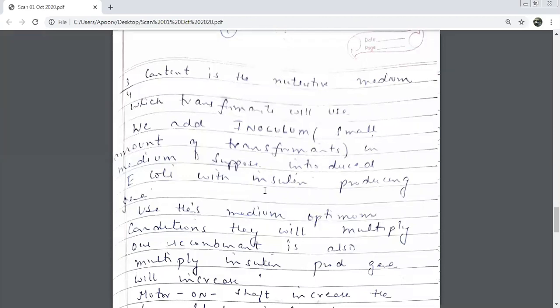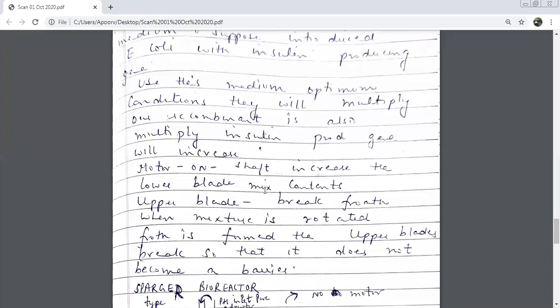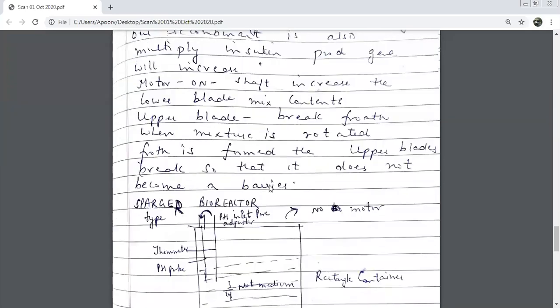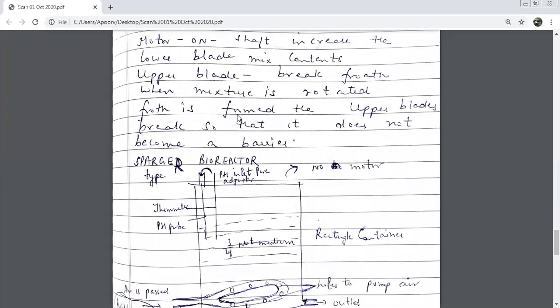You can take any inoculum. If you want antibiotic resistant gene, to ye insulin, you can even take an enzyme producing gene. If you want enzymes to be produced, then inoculum, you can make it as an enzyme producing gene. You will get more number of enzymes. So it all depends on what you want. So motor is on, shaft is increasing. All this you have done, children. We need to break the froth so that it does not become a barrier.